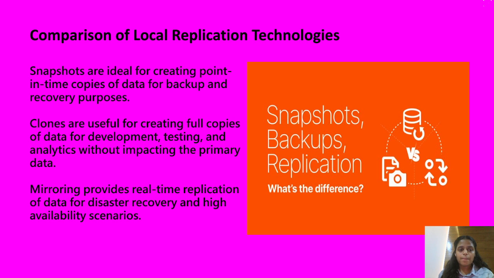Now let's see the comparison of local replication technologies. So what's the difference between snapshots, clones, and mirroring? So snapshots are ideal for creating point-in-time copies of data for backup and recovery purposes. Clones are useful for creating full copies of data for development, testing and analytics without impacting the primary data. And mirroring provides real-time replication of data for disaster recovery and high availability scenarios.